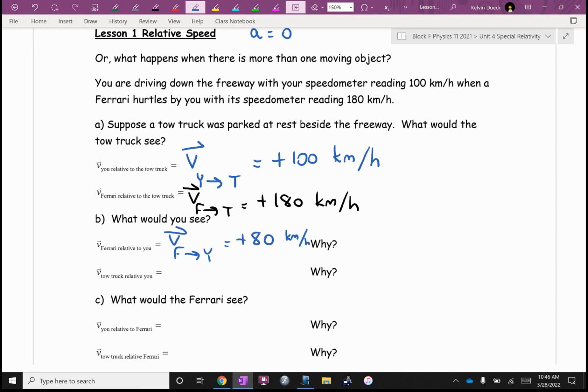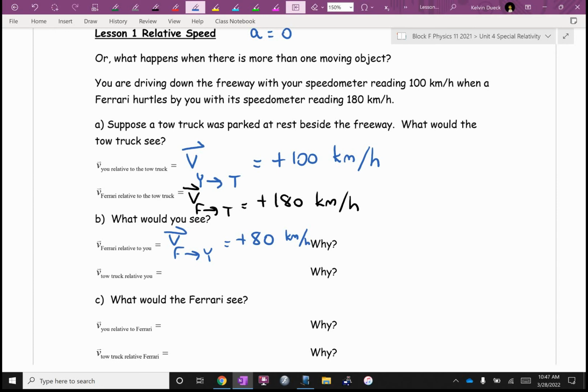Because you see its taillights getting closer when you're looking forwards, and then you see its headlights getting further as you're looking backwards, as though it was traveling in reverse. Now, you might say, but Mr. Duick, it's not traveling in reverse. I'm traveling forwards. There is no correct answer for that.